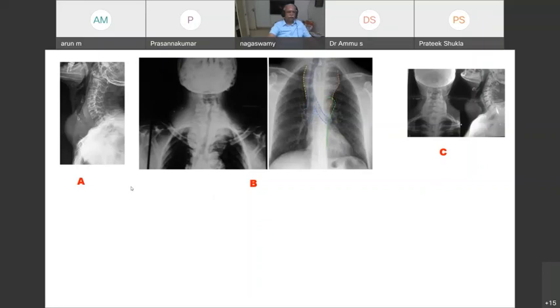So you have three pictures here: A, B, and C. Can you identify what is the problem in each of them? Have a nice look. I think they are fairly decent X-rays where you can identify.